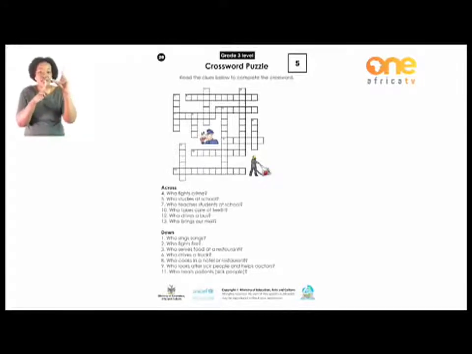Who fights crime? And we have to fill in a word that fits with 13 letters. Okay, I will give you the answer for that. It is the police officer. Police officer. And how about number 5? Who studies at school? We can say students. Now, students study at school. So you can put in students at number 5. That goes also across.